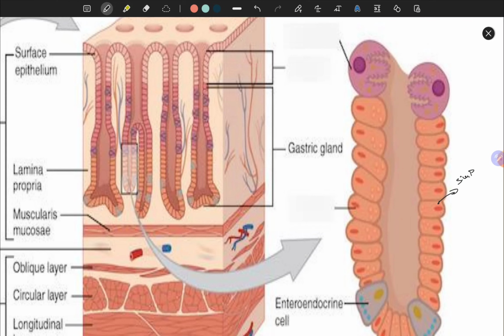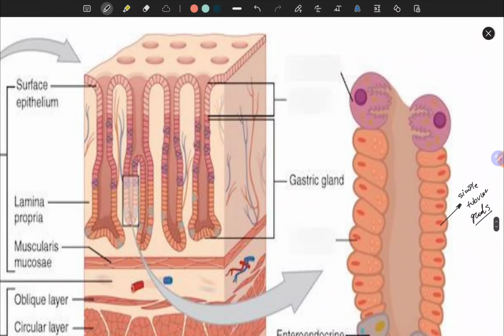And it is tubular type because of the structure of the secretory portion. Here, this is the secretory portion. This is tube-like. It is not acinar, not sac-like.